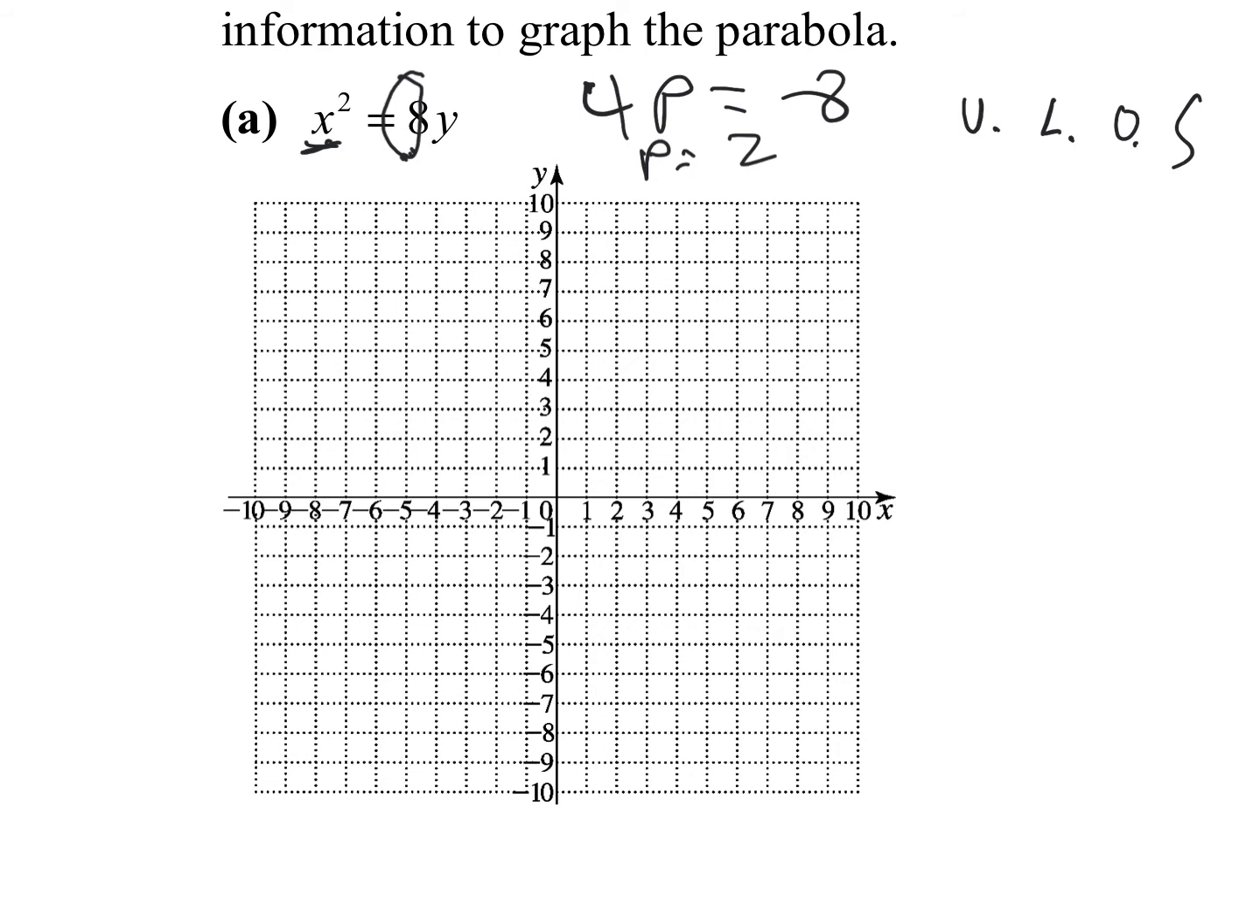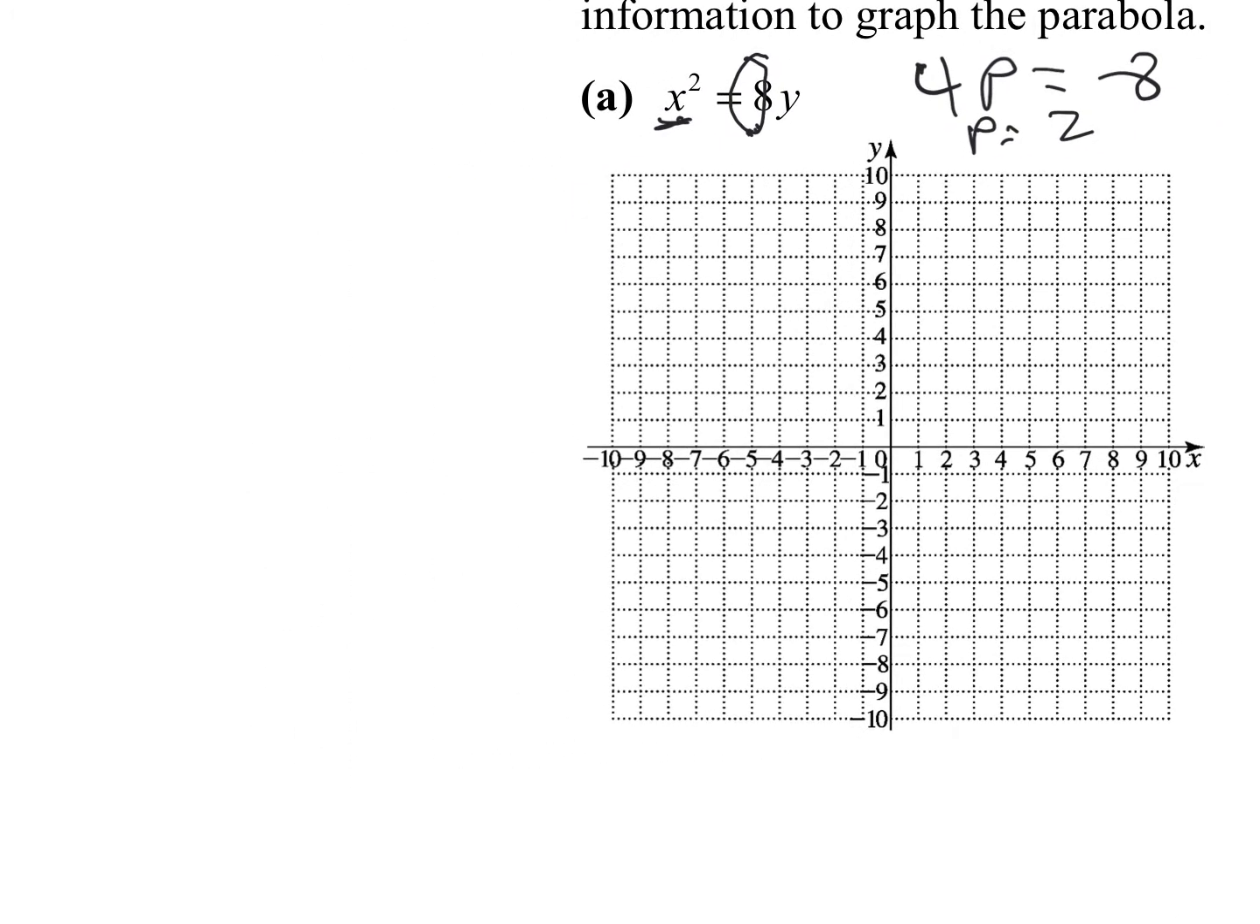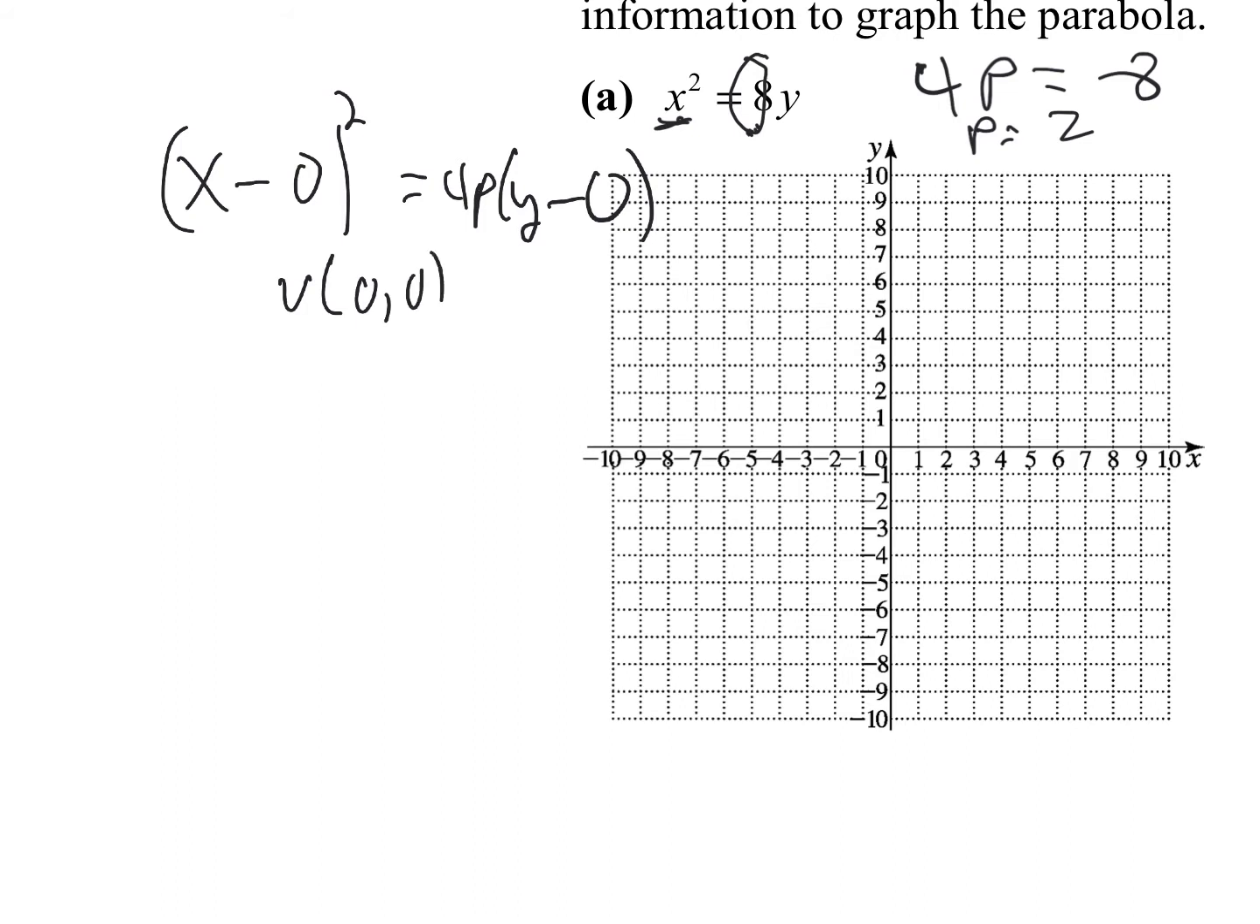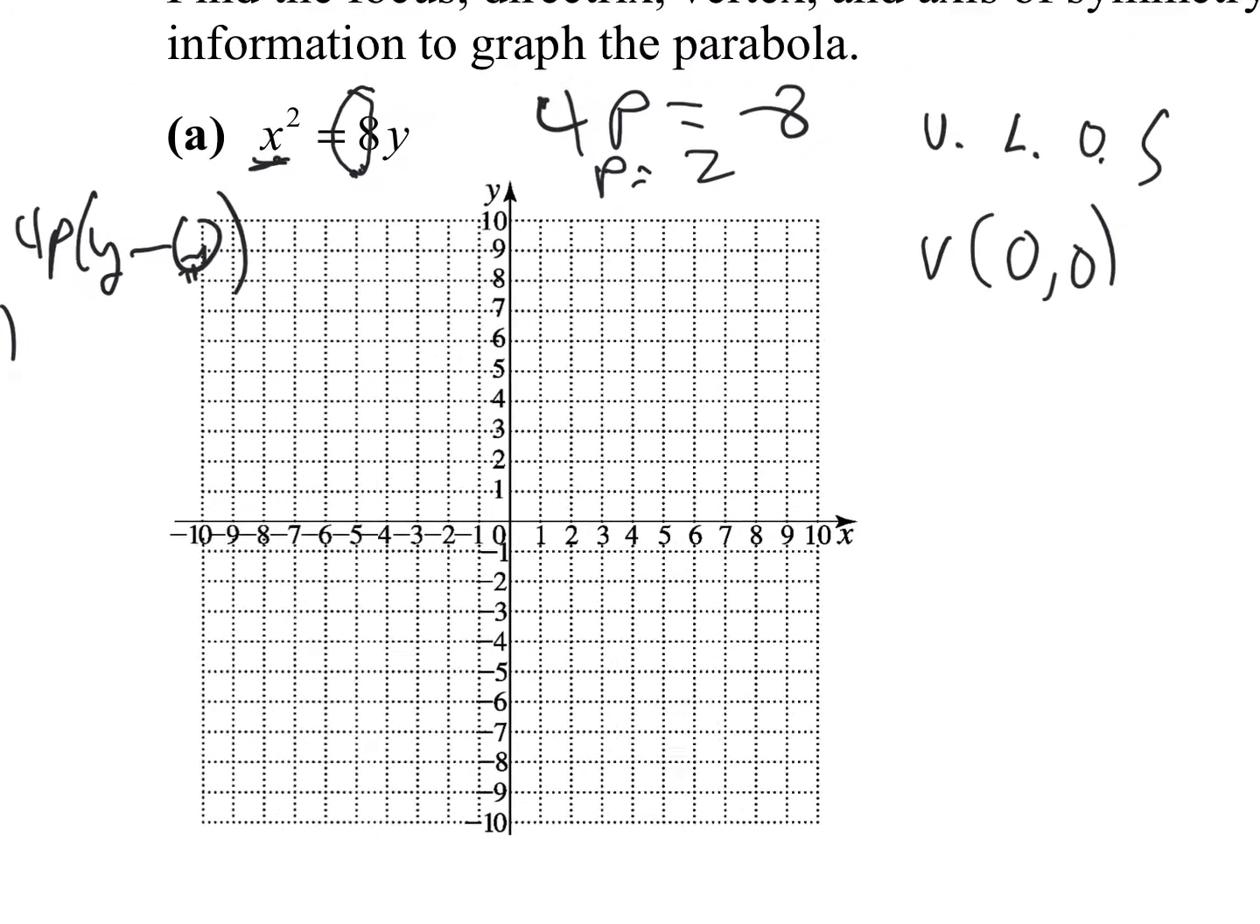But I didn't find the vertex yet. Well, I hope you're not surprised if I tell you, using my sophisticated mental powers, the vertex is at 0, 0. Why do I say that? There's nothing being added to the x being squared. There is nothing if I write 4p times y minus 0. There's nothing, so my vertex is 0, 0. Normally I would look into here to see what the numbers were inside the parentheses, but 0, 0 is my vertex.